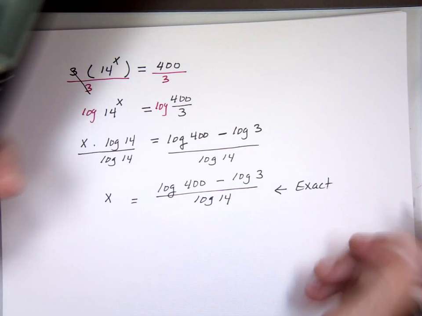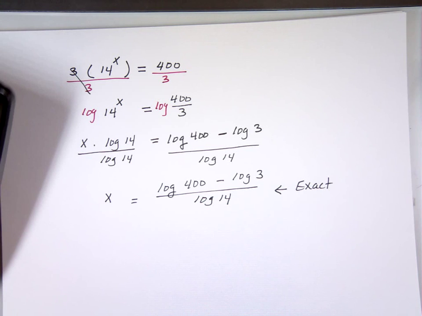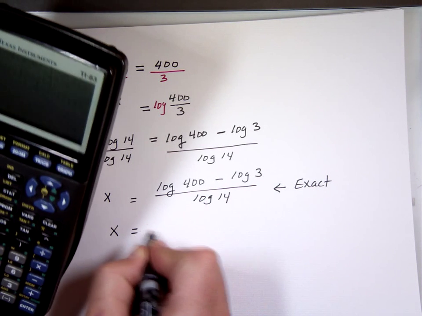If they said simplify that, let's go to the calculator here. Log of 400. Make sure you close the parentheses for each one. Minus the log of 3, if your calculator gives you parentheses. Take that answer divided by the log of 14. x equals what? 1.854.